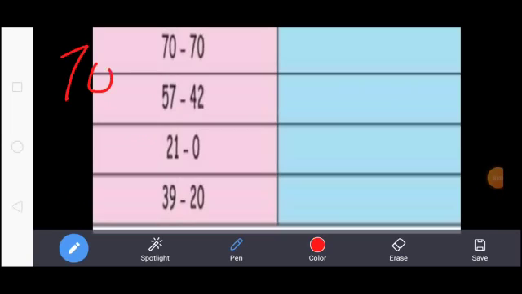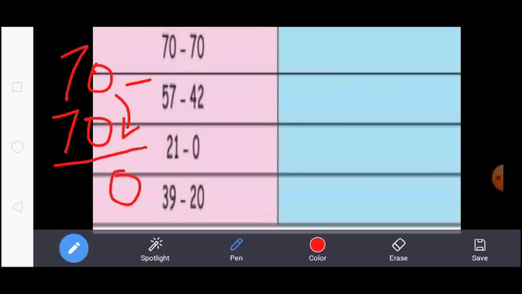Next 70 minus 70. First you do subtraction in ones place. 0 minus 0, 0. Next you do subtraction in tens place. 7 minus 7, 0. So answer 0. 70 minus 70 equal to 0.